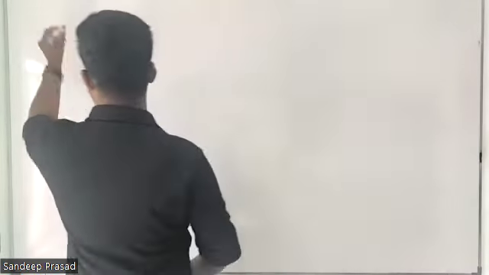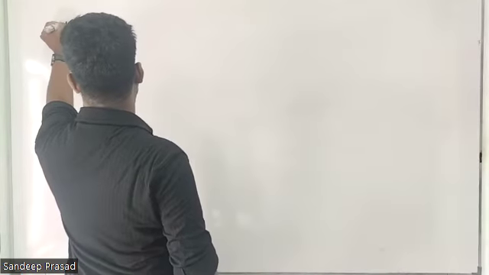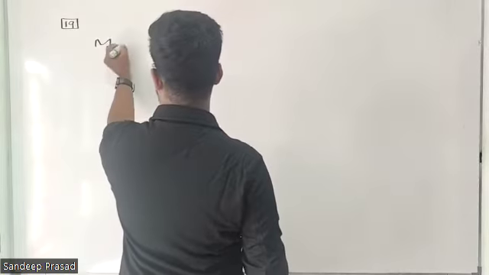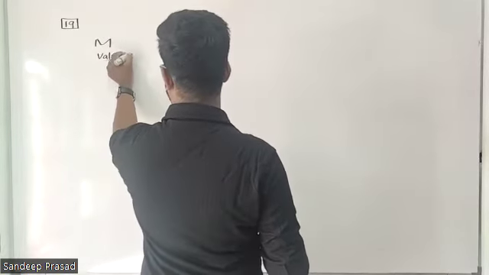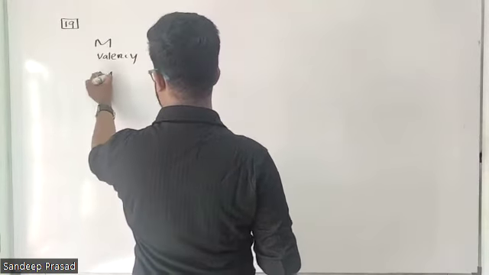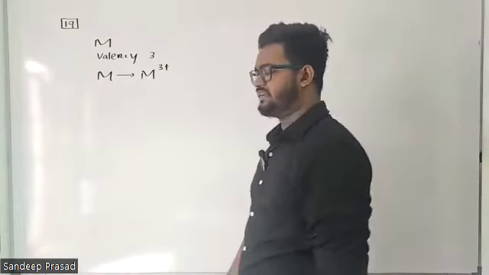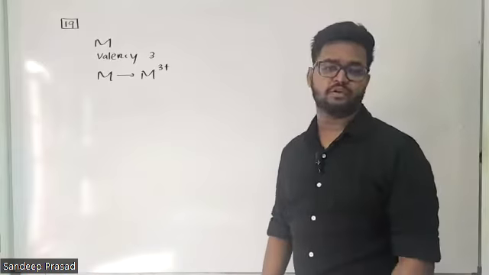Nineteenth one. Consider the trivalent metal M reacting with nitric acid to form ammonium nitrate as a product. Write the balanced chemical reaction. Students, they have given that to consider a trivalent metal. Trivalent metal means the valency is 3. Valency 3 means probably that metal is forming M3+ cation.